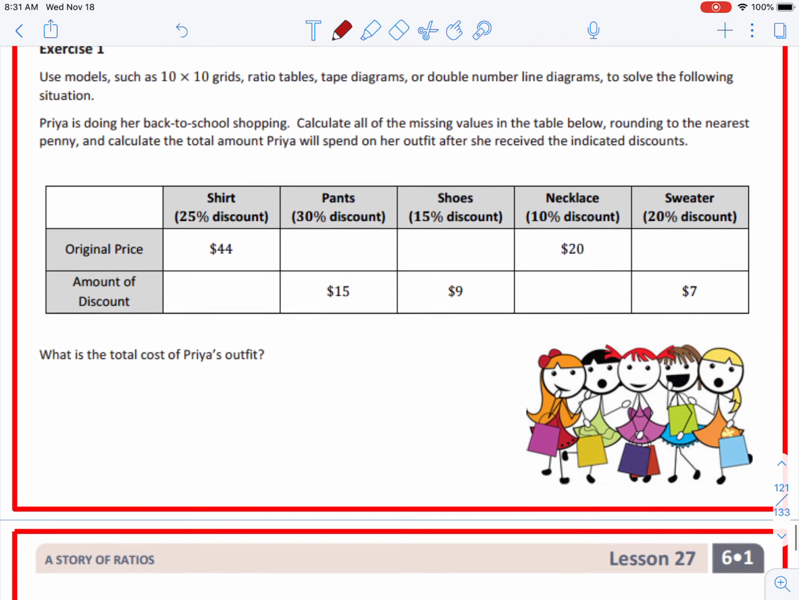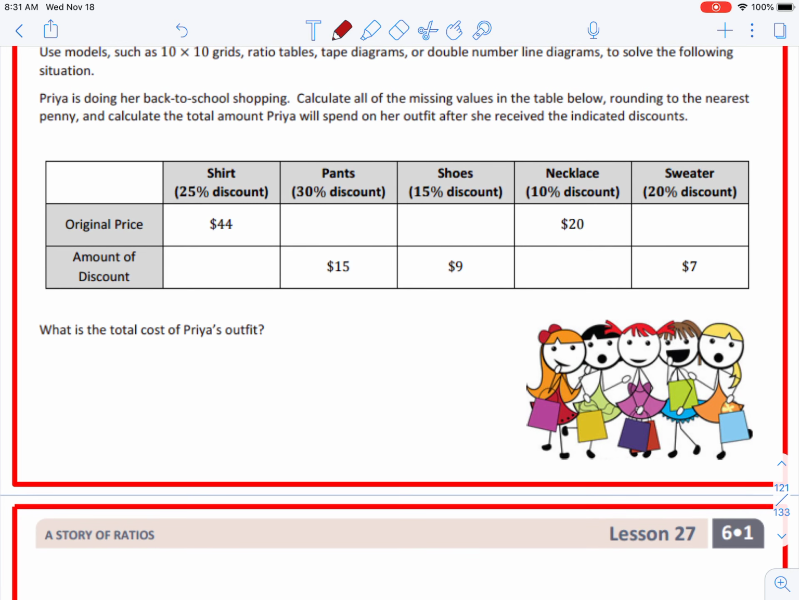It says, Priya is doing her back-to-school shopping. Calculate all the missing values in the table below, rounding to the nearest penny, and calculate the total amount Priya will spend on her outfit after she received the indicated discounts. Okay, so they're giving us an original price, or they're giving us the discount. So we're having to figure out both. So let's look at the original price for the shirt. The shirt was $44 with a 25% discount. Okay, so let's try to figure this out.